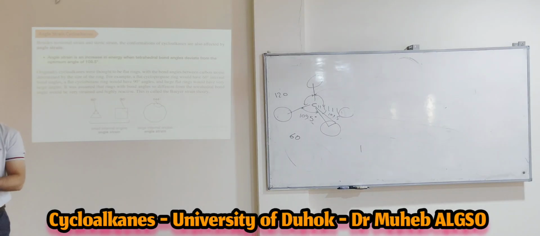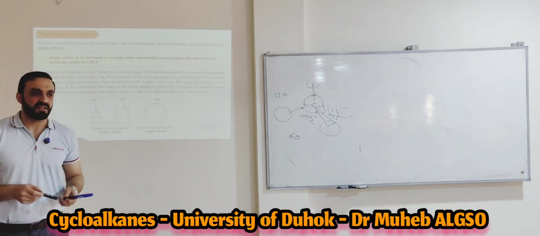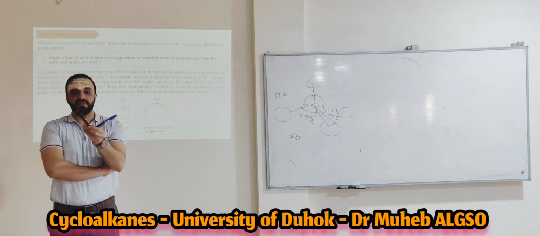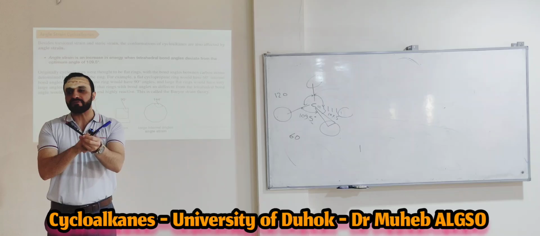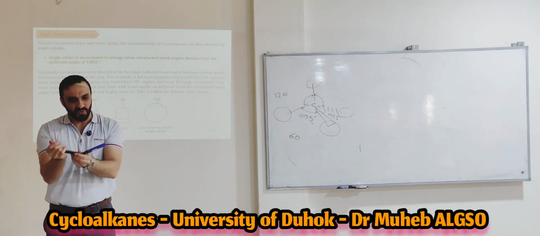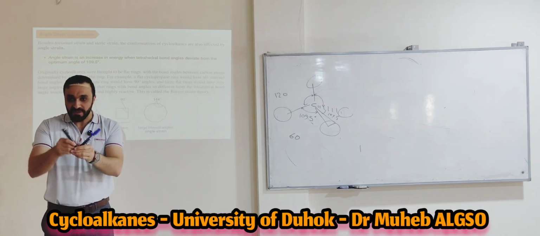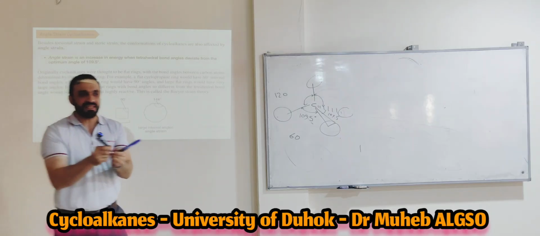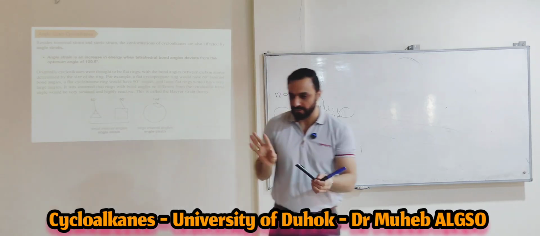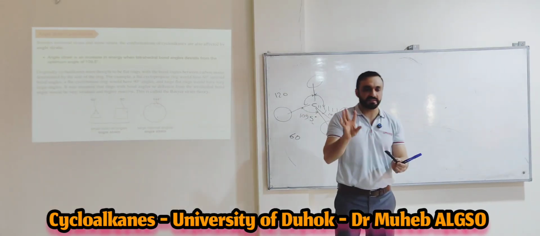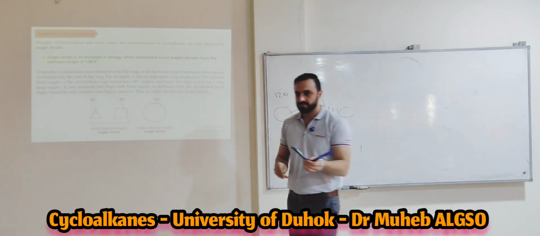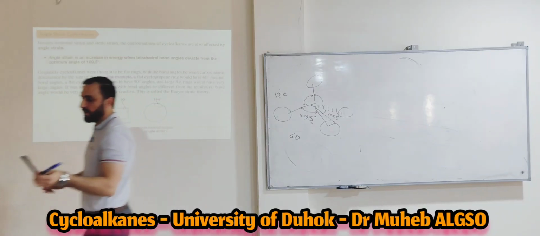What does angle strain mean? This is the angle. The normal angle is 109.5. If I change it, closing it or opening it, increasing or decreasing this value for the angle, it will affect the stability of the compound. Yes, it decreases the stability of the compound.